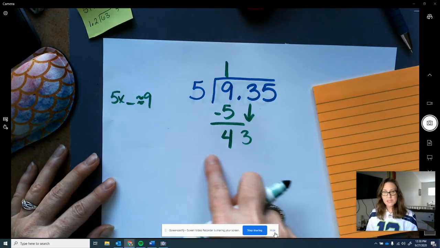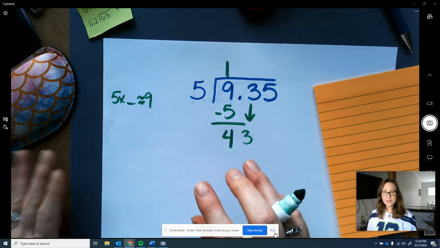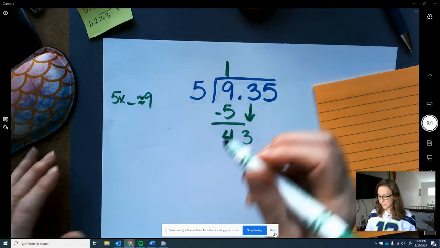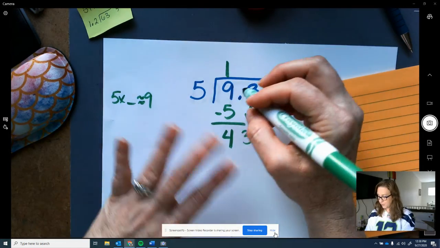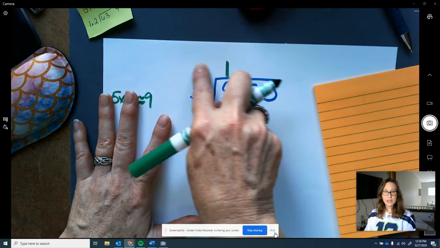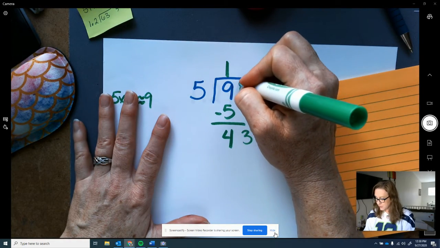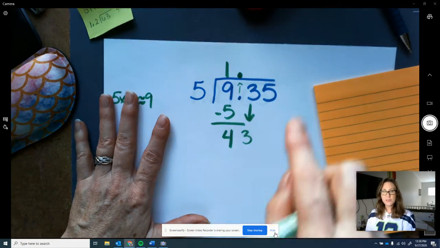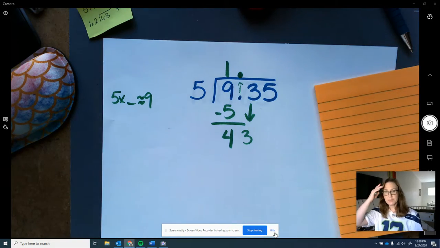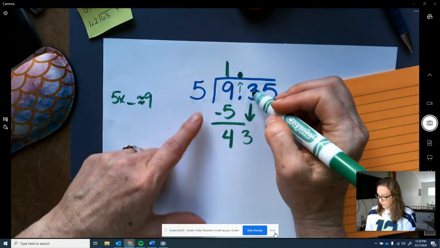Down in this area, our workspace area, we do not have to worry about that decimal. But we do have to worry about the decimal in our quotient. If there's no decimal in the divisor, just in the dividend, then we just bring this decimal straight up. It's really important to keep your place values in order so that your decimal doesn't get in the wrong spot. So we're on the 3 now.